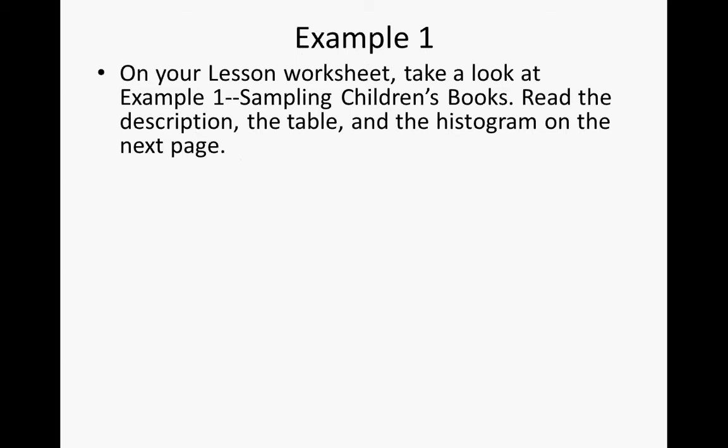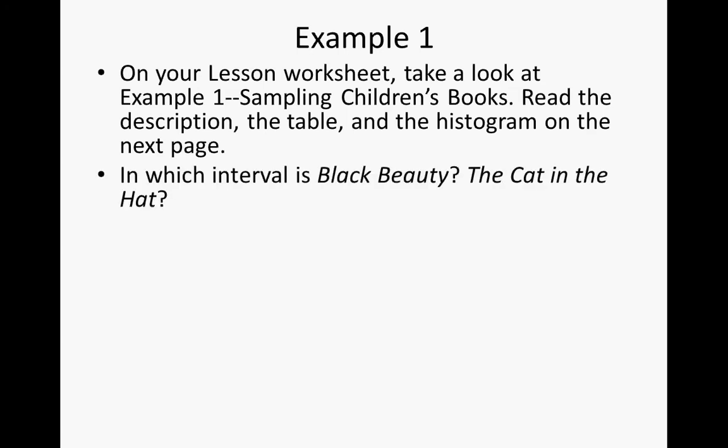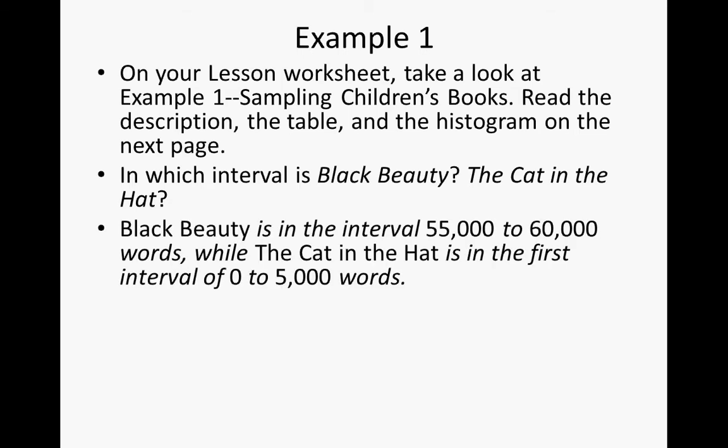Alright, example 1. On your lesson worksheet, take a look at example 1, sampling children's books. Read the description, the table, and the histogram on the next page. In which interval is Black Beauty, or The Cat in the Hat? Well, Black Beauty is in the interval of 55,000 to 60,000 words, while The Cat in the Hat is in the first interval of 0 to 5,000 words.